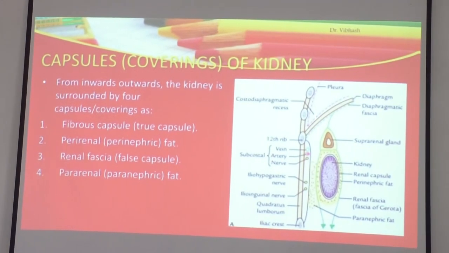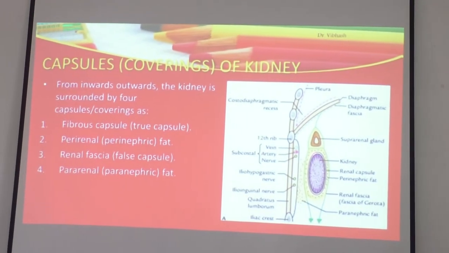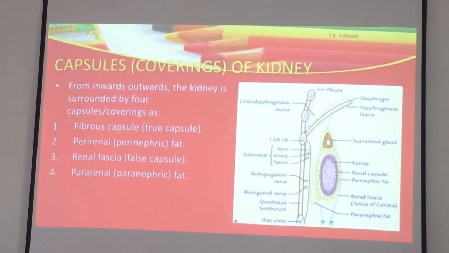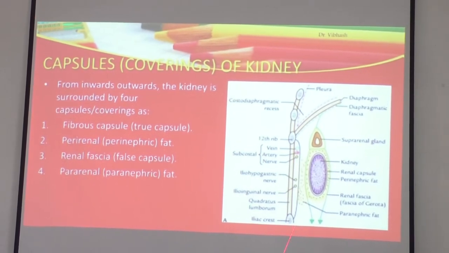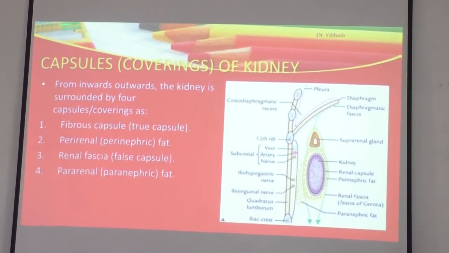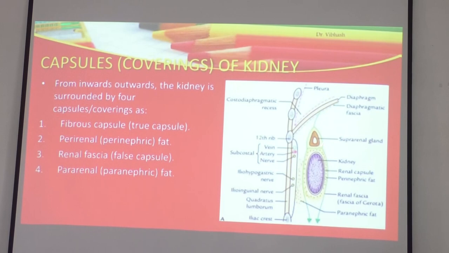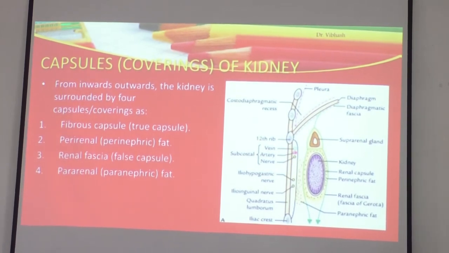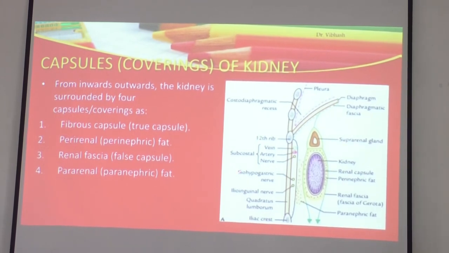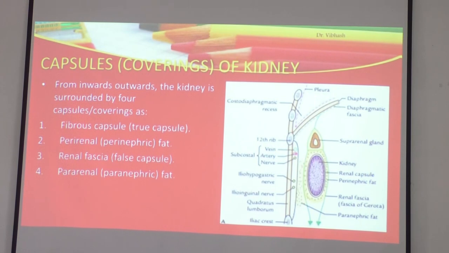Understood? And see here, this renal fascia has two layers, anterior layer and posterior layer. These two layers are continuous downward and enter into the pelvis. Above, these two layers fuse above the upper pole of the kidney. Then it again separates and encloses the suprarenal gland in a separate compartment and extends upward to be attached to the diaphragm. Understood? This is the longitudinal reflection of the renal fascia.